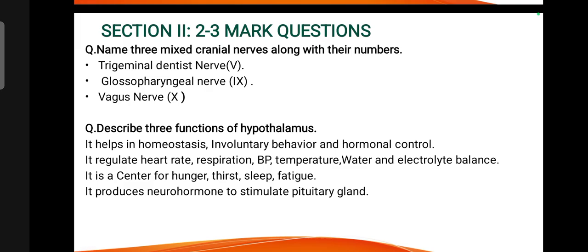Name three mixed cranial nerves along with their numbers. Trigeminal nerve 5, glossopharyngeal nerve 9, vagus nerve 10. Describe three functions of the hypothalamus. It helps in homeostasis, involuntary behavior and hormonal control. It regulates heart rate, respiration, BP, temperature, water and electrolyte balance. It is a center for hunger, thirst, sleep and fatigue. It also stimulates the pituitary gland.